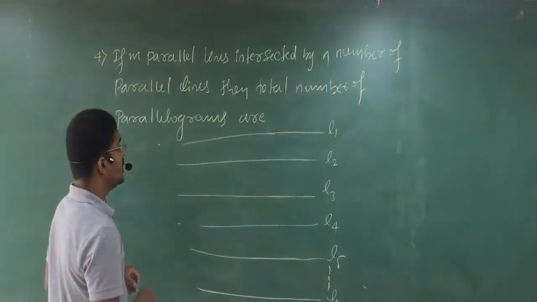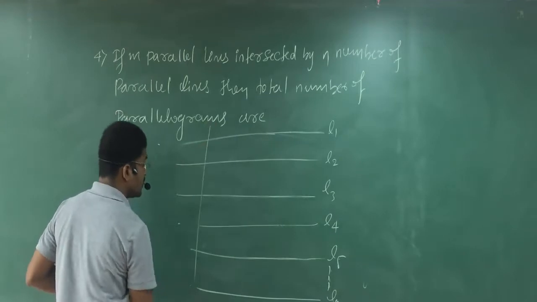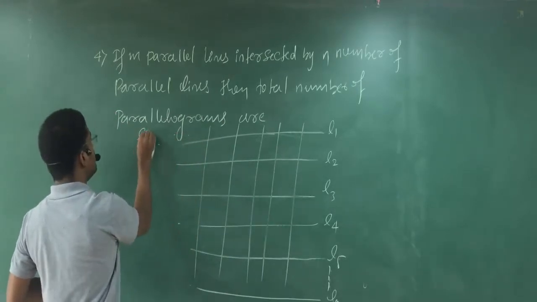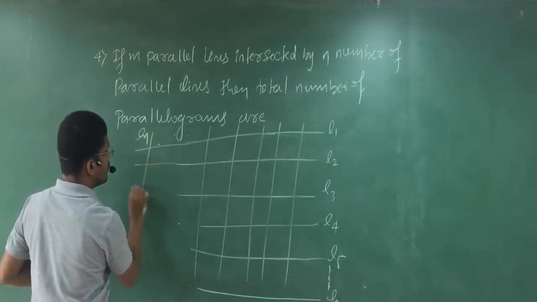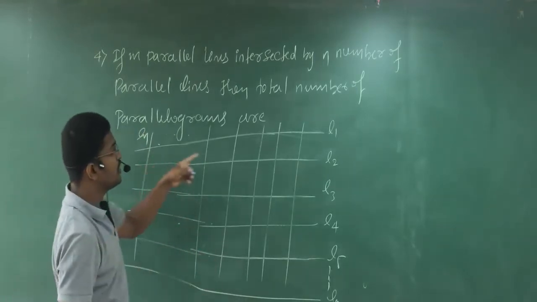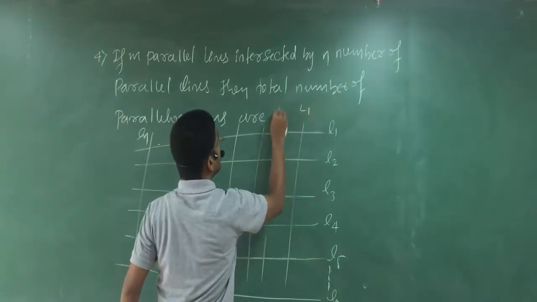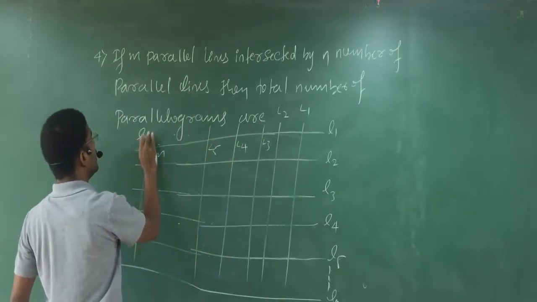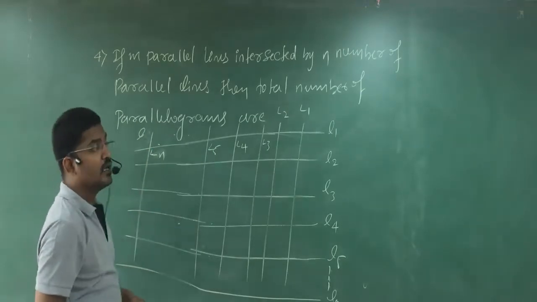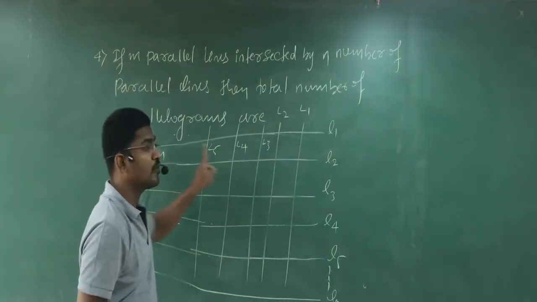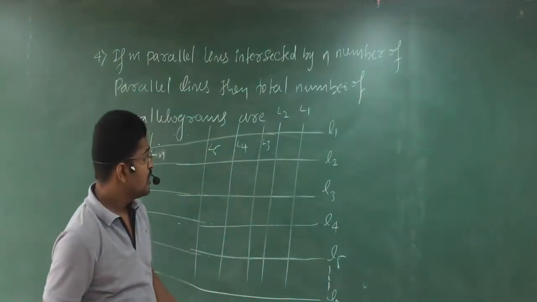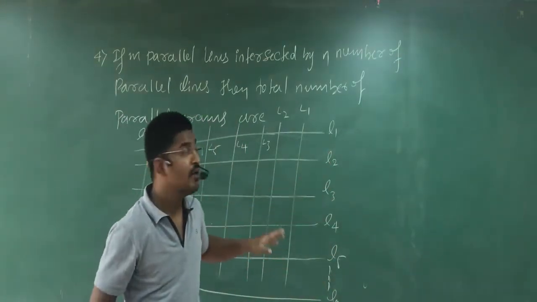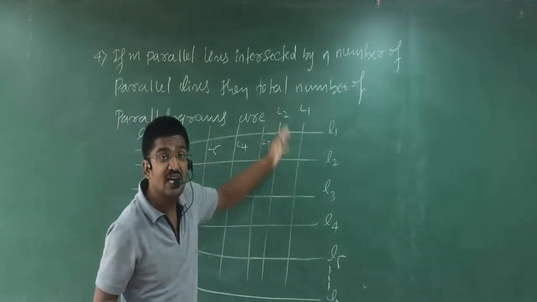Because see, there are another n number of lines like this. These are n number of lines, capital L1, L2, L3, L4, L5, so on to Ln. See, now some parallelograms are formed here. First, with small l, I have m number of lines which are horizontal. I have n parallel lines which are vertical with capital L.